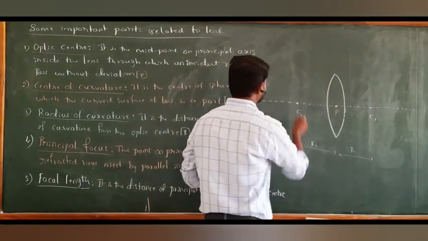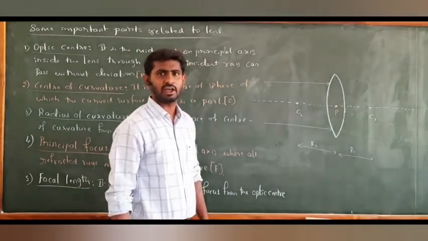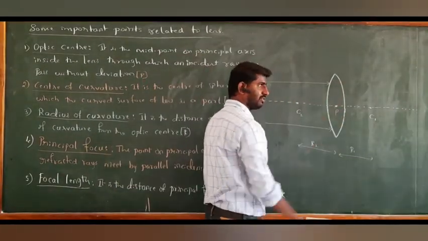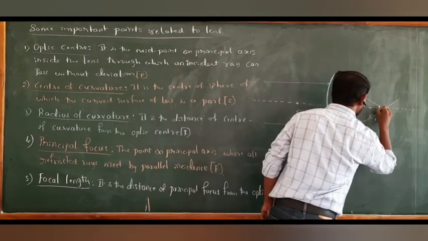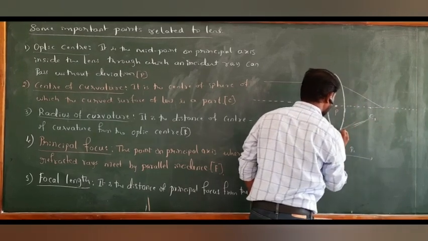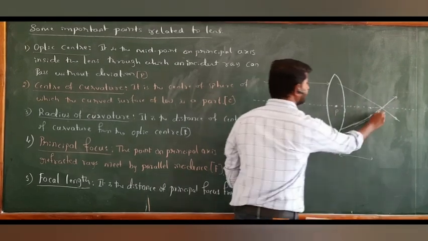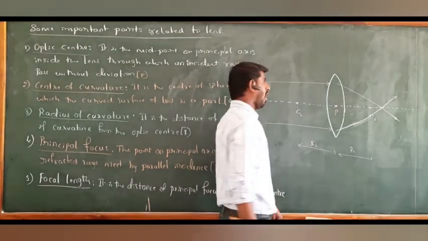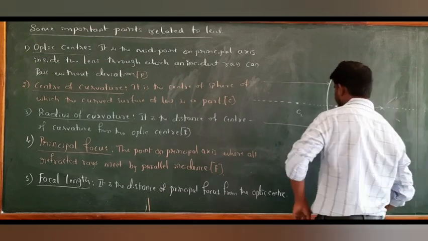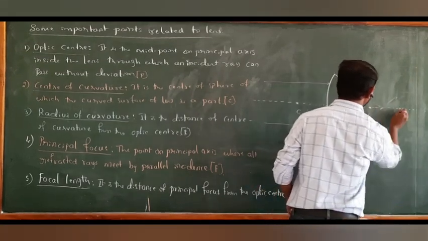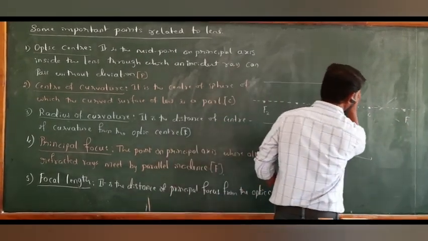Suppose we are allowing parallel lines to be incident on a lens. We know this is a converging lens, so as a result of refraction, they pass through like this. And this is called F, where all refracted rays meet, the principal focus. If I say this is C, then this will be F1, and this is F2. So the refracted rays may meet here.